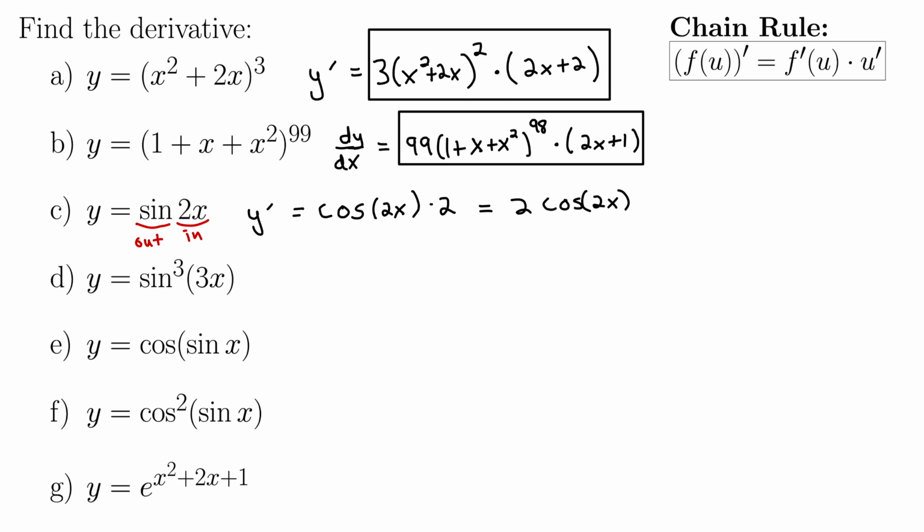So let's do it that way. Moving the constant out to the front is just a better way to represent answers, generally in math. Okay, on to part D. Part D jumps us up a little bit. We have y equals sine cubed of 3x.